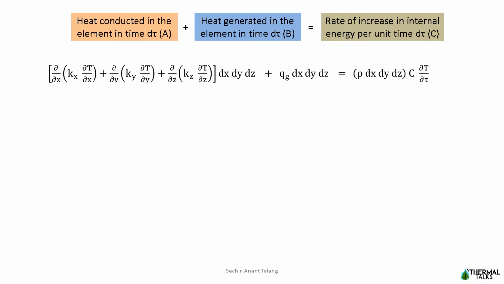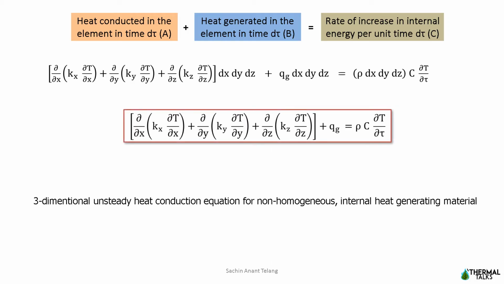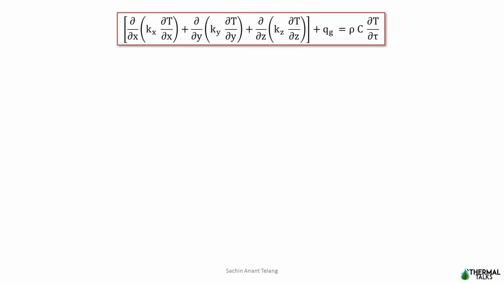Now we have added all the three equations, and now divide all these equations by dx dy dz. Now we will get the final three-dimensional unsteady heat conduction equation for non-homogeneous material with internal heat generation. Now this is a very important equation when it comes to heat conduction. So we have formulated a three-dimensional heat conduction equation, but for academic studies we don't use this big equation to solve numericals.